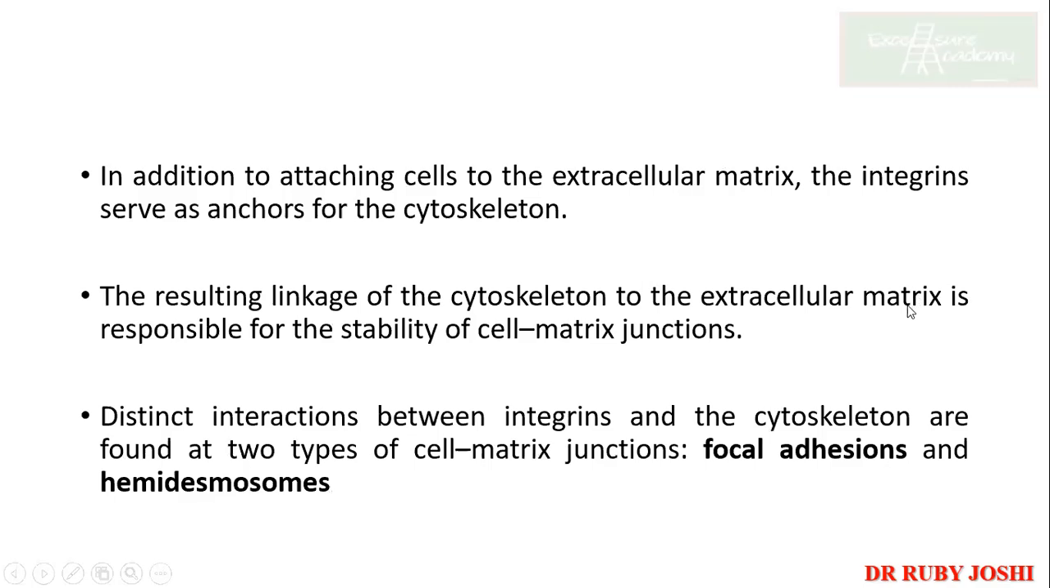In addition to attaching the cells to the extracellular matrix, the integrins serve as anchors for the cytoskeleton. So they are also in connection with the actin filaments. The resulting linkage of the cytoskeleton to the extracellular matrix is responsible for the stability of cell-matrix junctions. And there are two ways by which the cell-matrix junctions are formed, that is focal adhesions and hemidesmosomes.